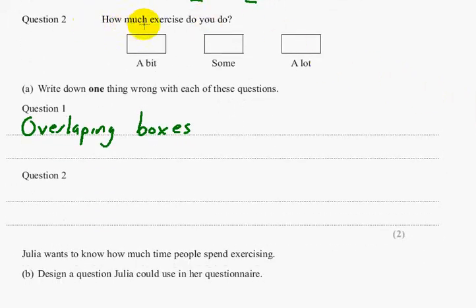Question 2. How much exercise do you do? A bit, some, and a lot. Well, the first thing wrong is that there's no time frame. Is this in a week, a day, a month, or a year? No time frame.